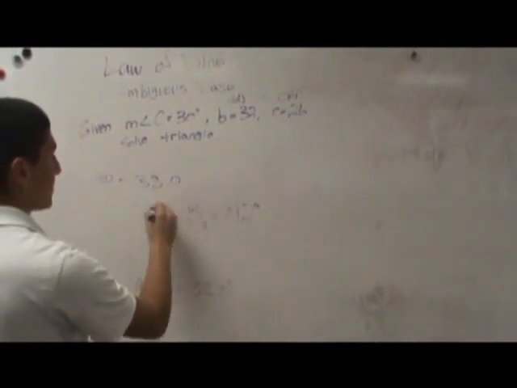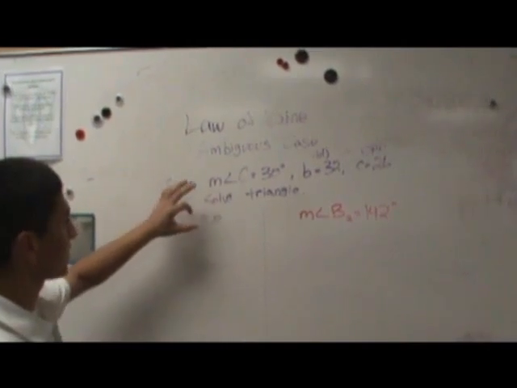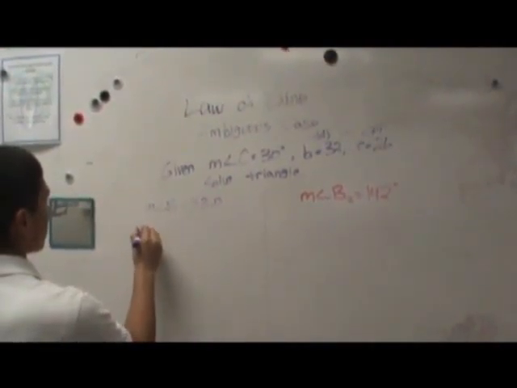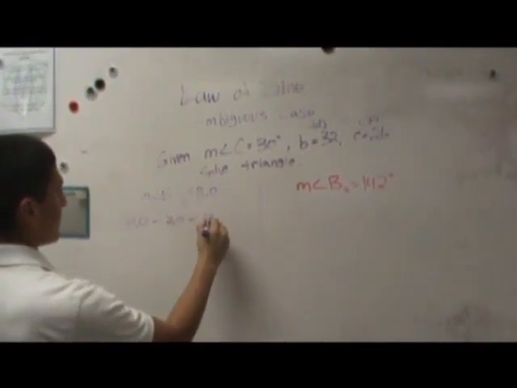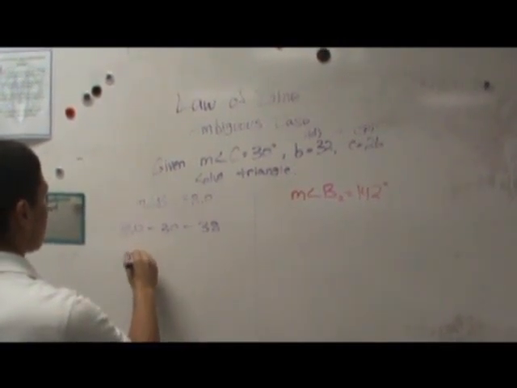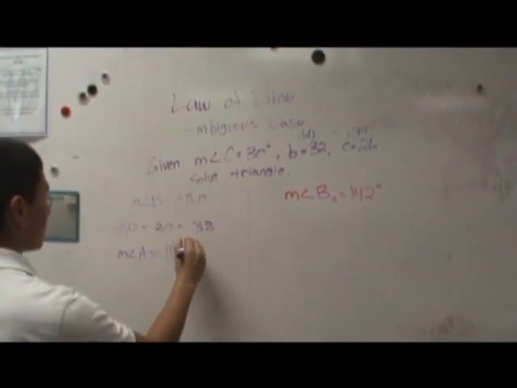So now we have these two angles solved for. Now we have two angles from one triangle, and since all the angles inside a triangle have to add up to 180, we could just subtract these two angles from 180. So 180 minus 30 degrees minus 38 degrees. That would give us the measure of angle A1. So measure of angle A would equal 112 degrees.